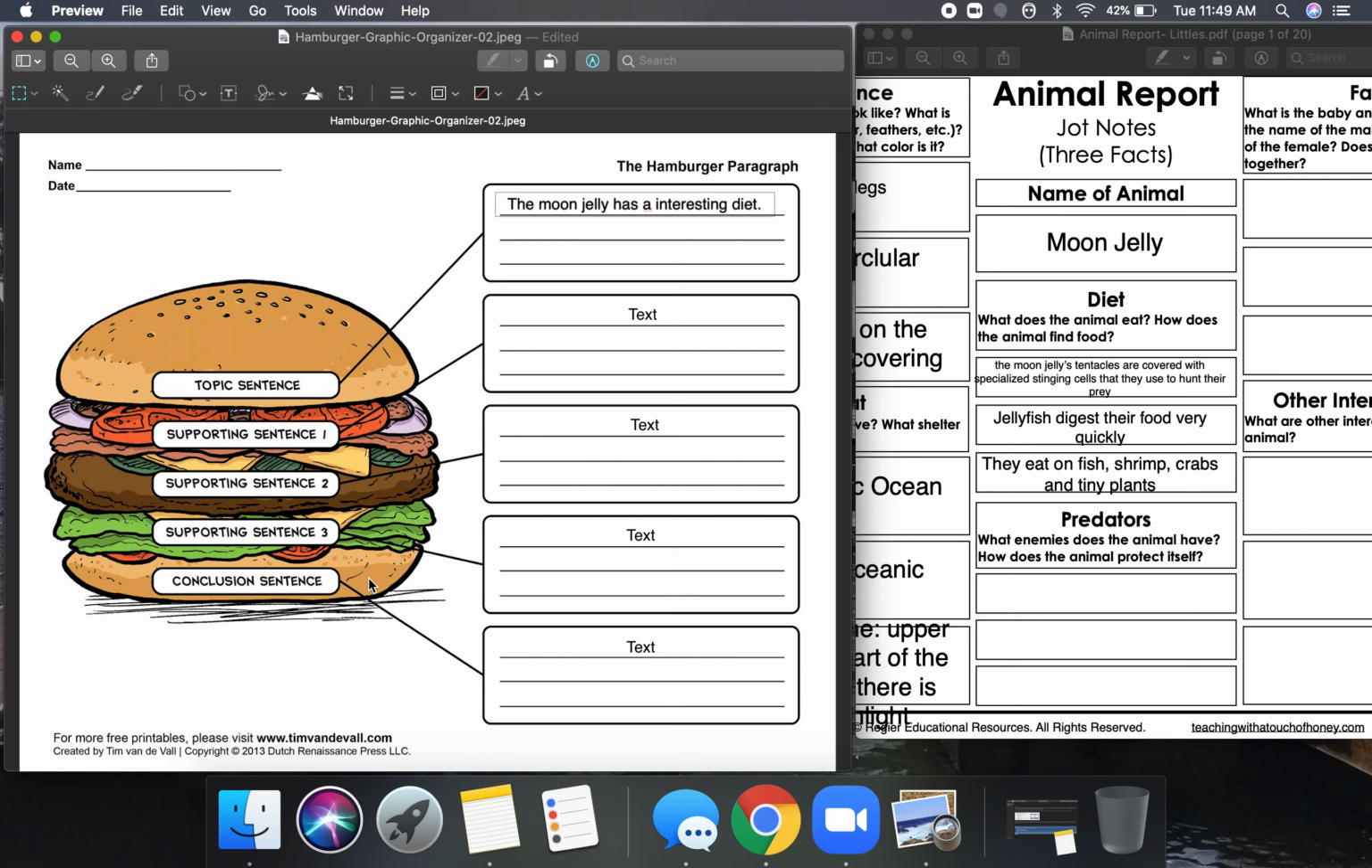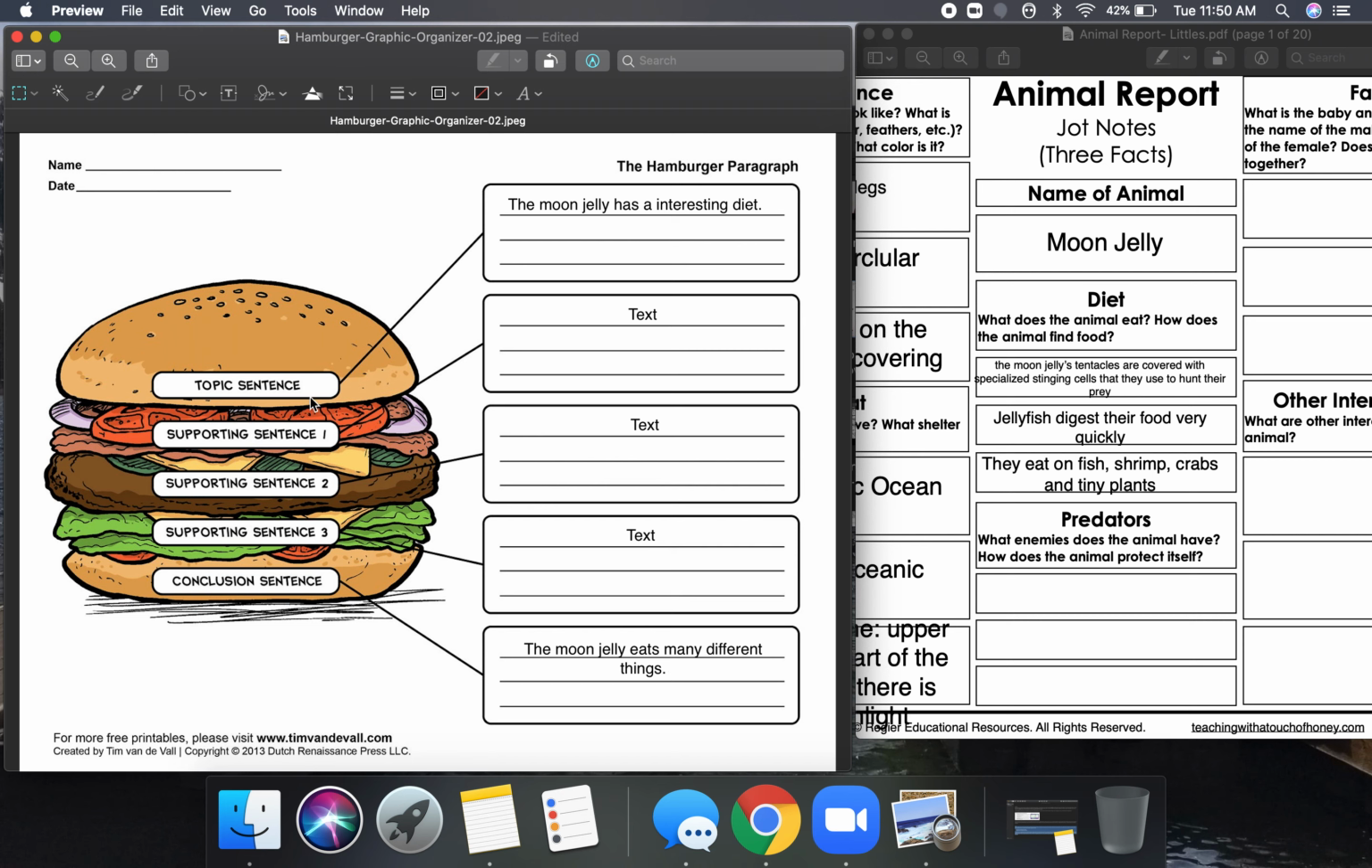Now, when we write our second bun sentence, right, or our conclusion sentence, we want to also write something that doesn't have a lot of information, but tells us what this paragraph is about. Another way I like to think of it is I'm just going to take my topic sentence and put it into different words, or reword it. Okay, so for my topic sentence, I said the moon jelly has an interesting diet. So for my conclusion sentence, let's find some new words to say the same thing. Okay, so this time I'm going to say the moon jelly eats many different things. Okay, those two sentences basically say the same exact thing, right? The moon jelly has an interesting diet, and the moon jelly eats many different things, right? Those mean the same thing, but I put them in different words.